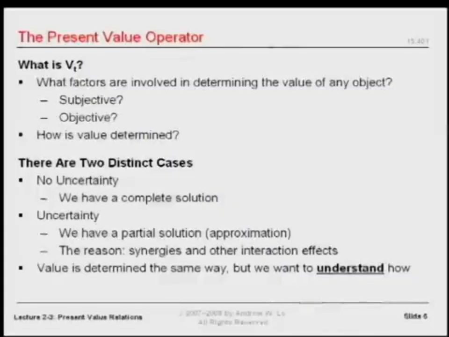Okay. Now, what is V? Well, we said that one example of a V is the market. But is that objective? Is it subjective? Does it work well? How is value determined? And what we're going to do in this lecture and the next one is to take apart this function V in the case of no uncertainty.